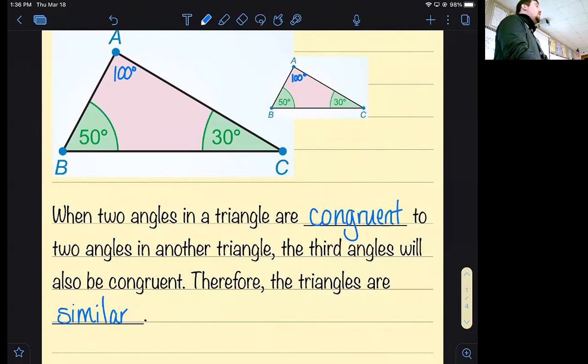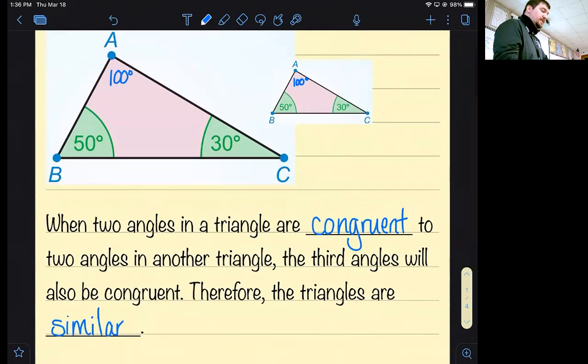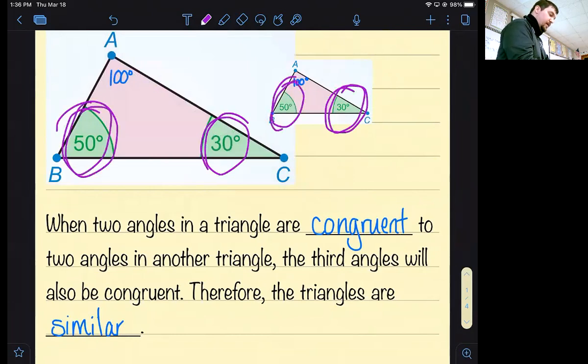Someone was listening. The corresponding angles in similar triangles are congruent, but the corresponding sides are proportional. So we're going to be using some more proportions in tonight's homework, just like we did in the last chapter when we were talking about similar figures. But what I'm trying to say is if two angles match up in a triangle, if these two angles match up and correspond and are congruent, and these two angles match up and correspond and are congruent, then you know the third angle is going to match. It's going to have to match up. So they will be similar.